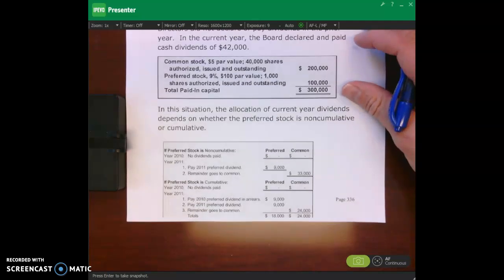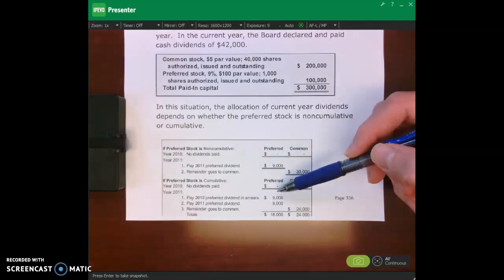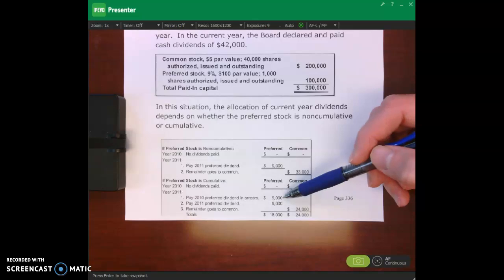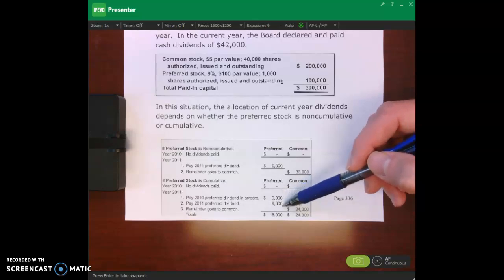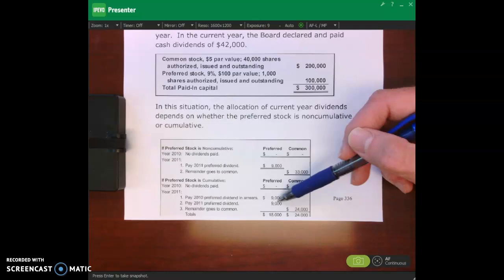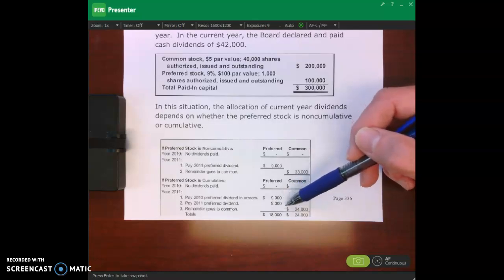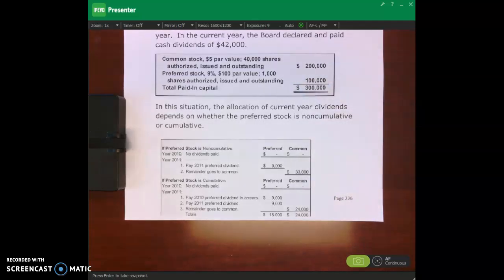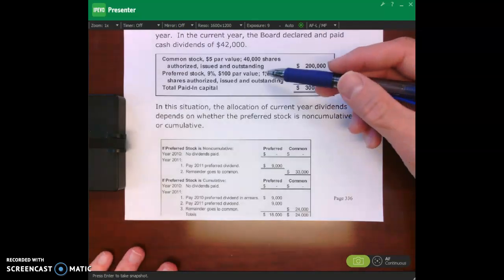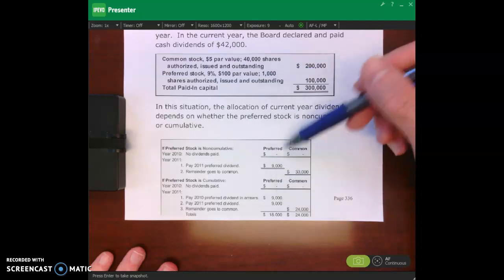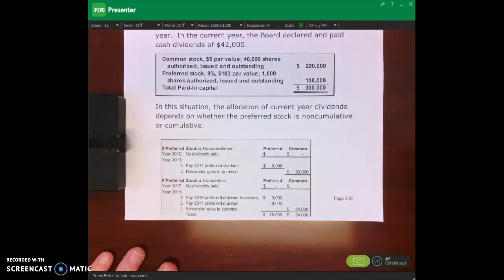Now, when we have cumulative, again, nothing was paid in the prior year, nothing in 2010, but what we have to do, because it's cumulative, is pay those preferred stockholders this year's $9,000 and last year's $9,000. So a total of $18,000 goes to preferred, and then we take the $42,000 minus the $18,000 that we paid to preferred, which is from last year and this year. That means only $24,000 is left over for common. Okay? So that's the difference between cumulative and non-cumulative. Cumulative, you get paid for prior years. Non-cumulative, only this year. Okay?